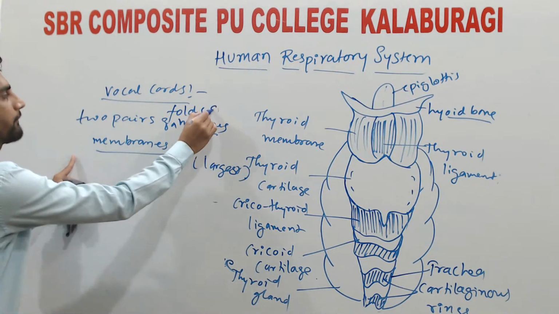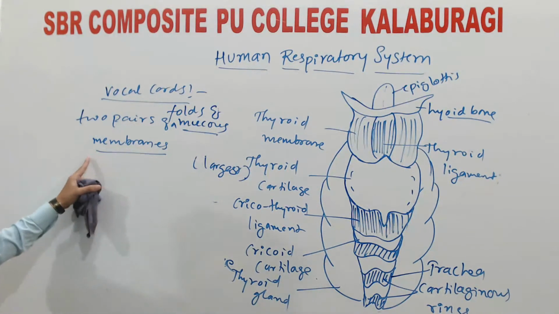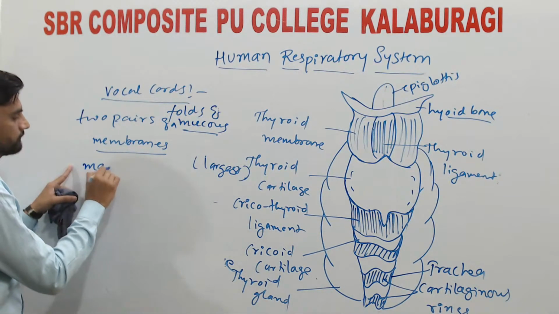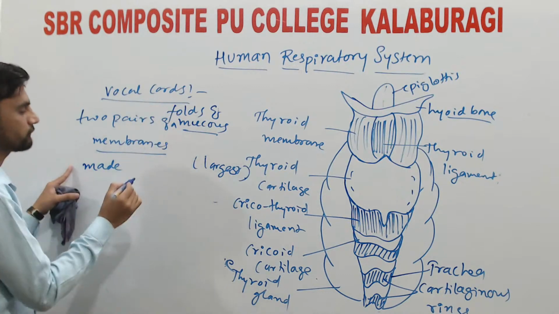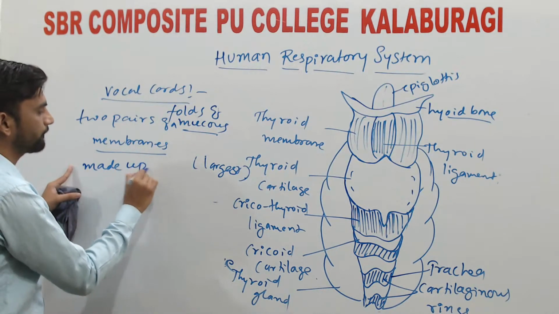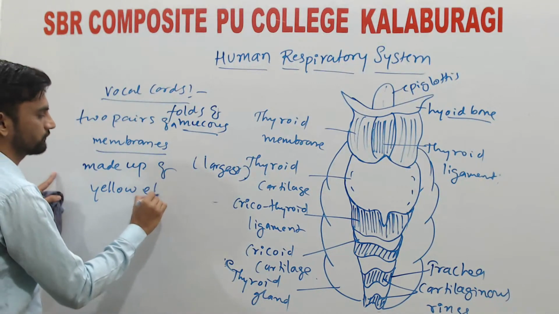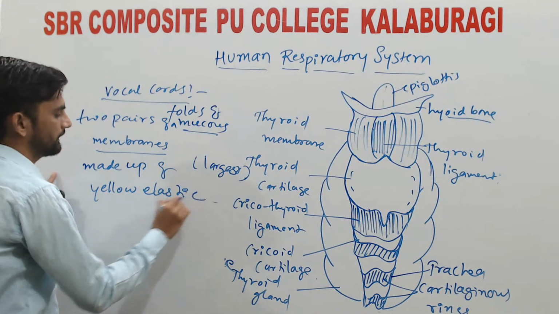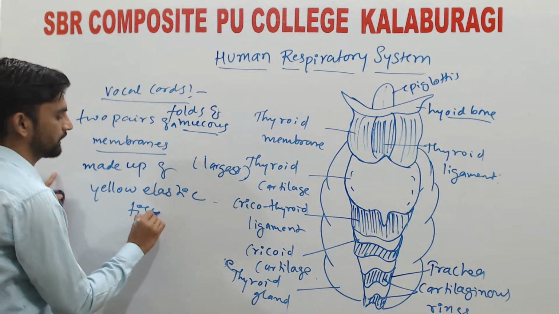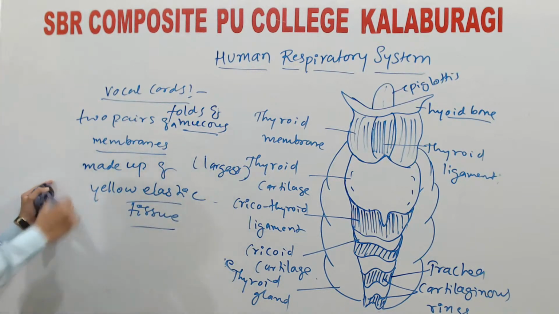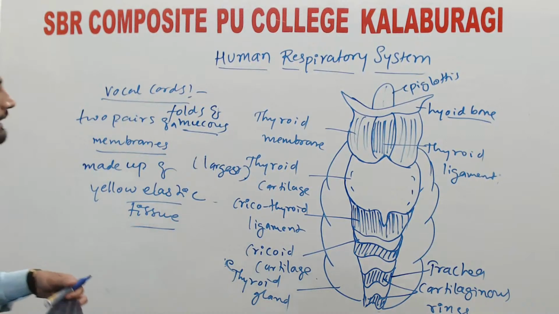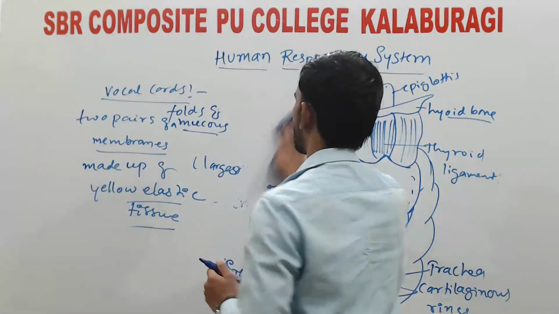These folds of mucous membrane, the vocal cords, two pairs, are made up of yellow elastic tissue. Underline this: made up of yellow elastic tissue. That is very important. This yellow elastic tissue has a flexible nature.